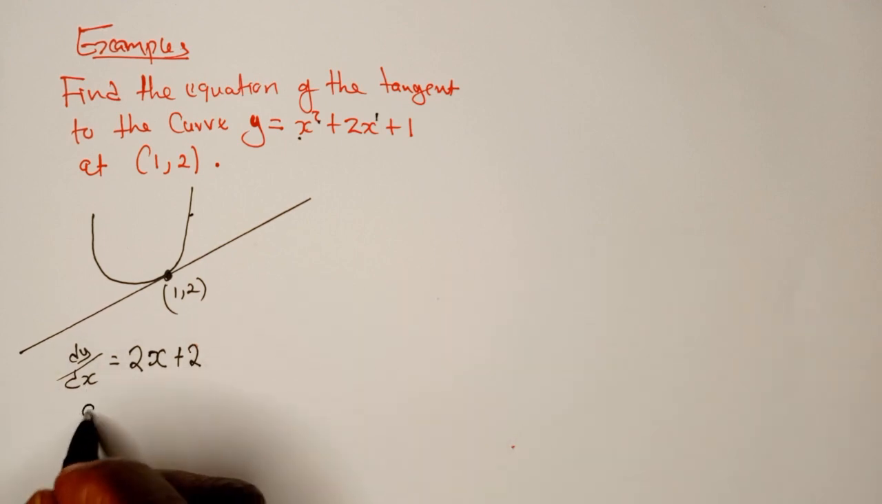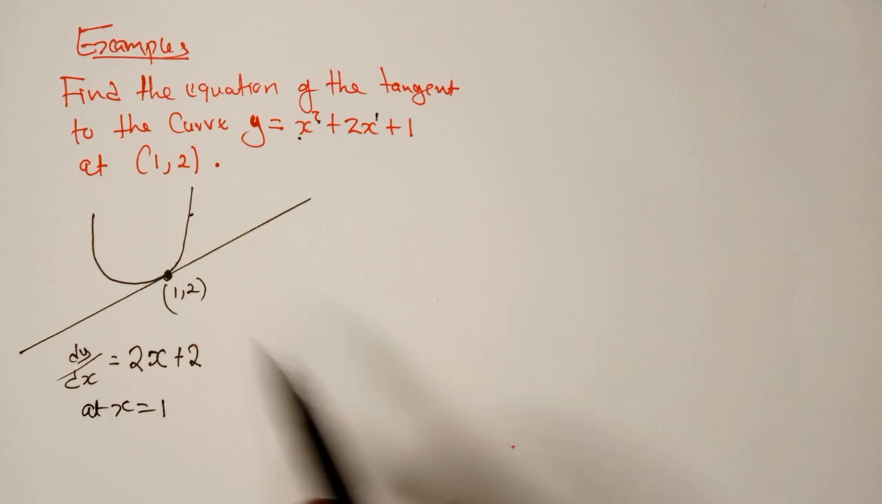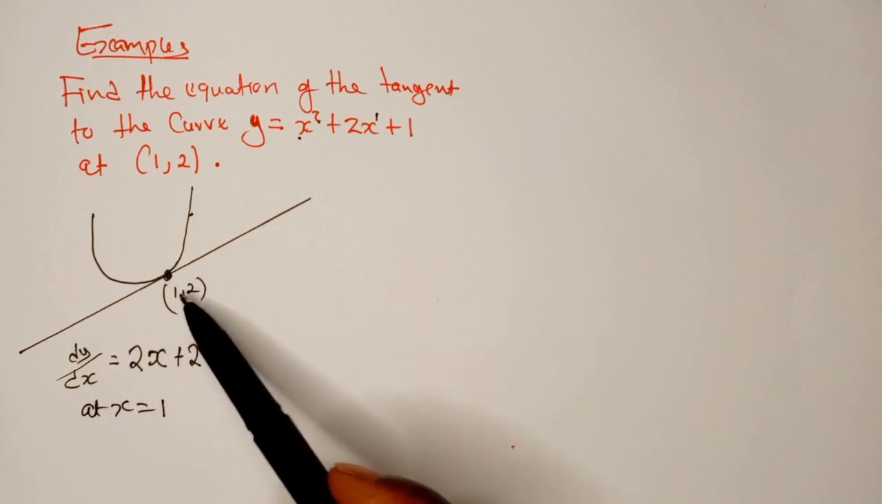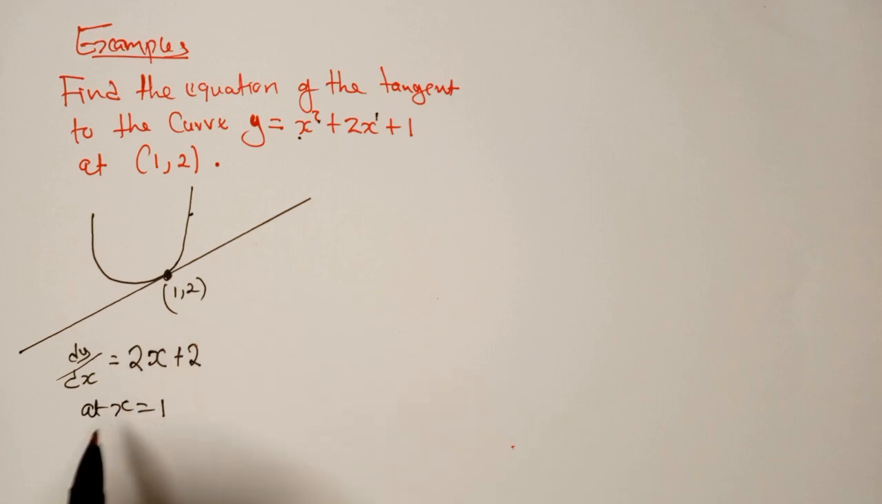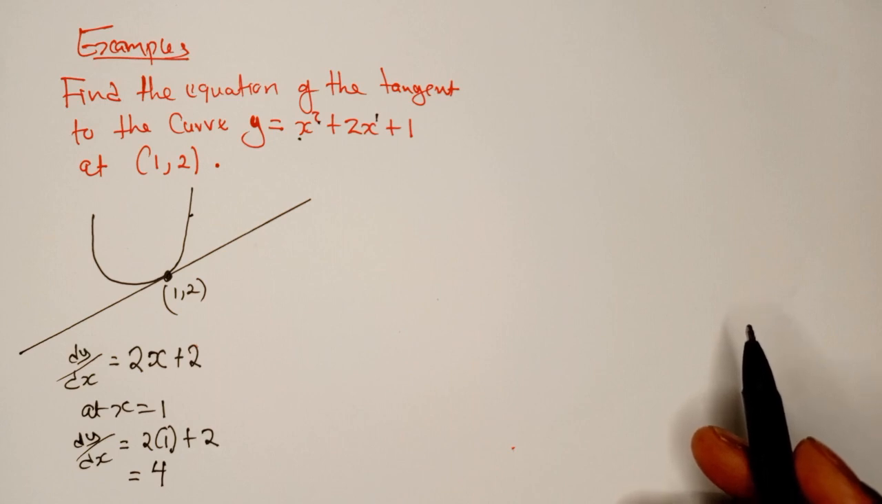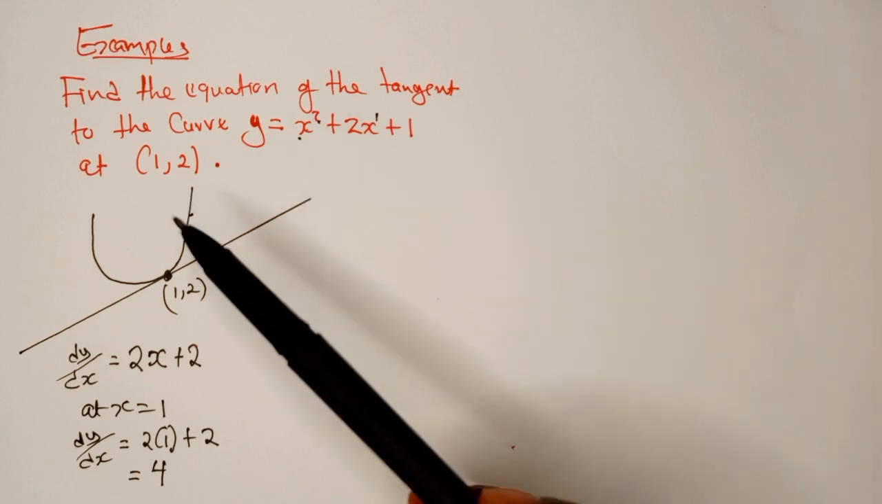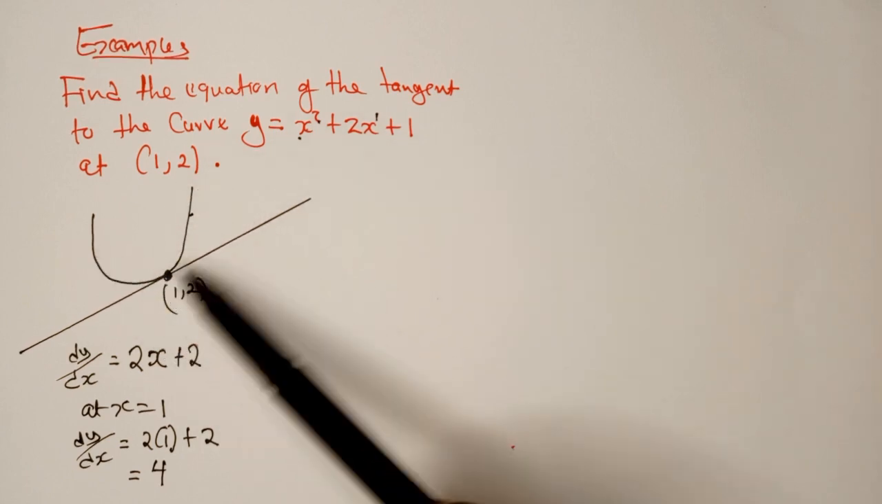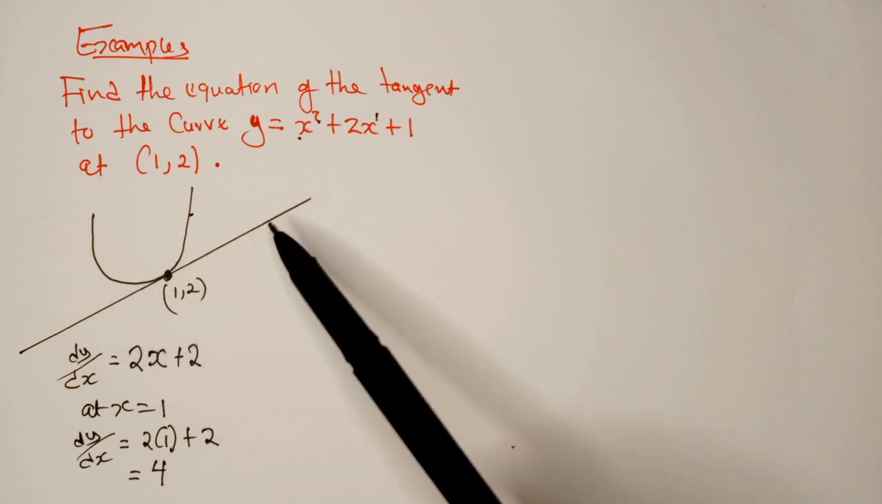So this one becomes my gradient function. So therefore, at x equals 1, because this is the point, the value of x is 1, what will be the gradient? Our dy/dx will be 2 times 1 plus 2. So therefore, this will be 4. So our gradient is 4. This gradient of this curve at this point is the same as the gradient of this tangent.